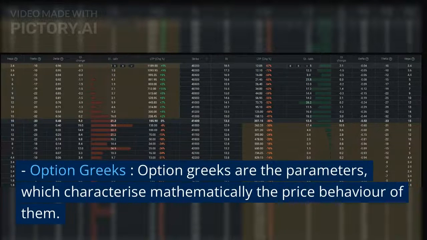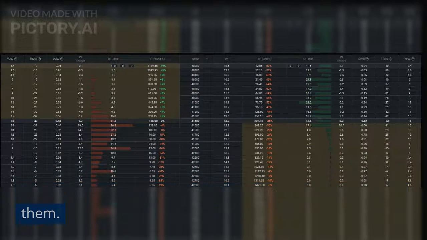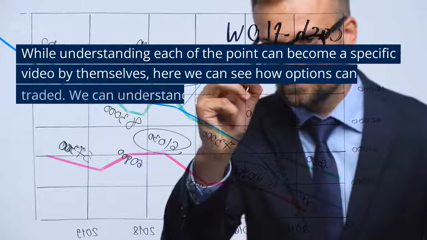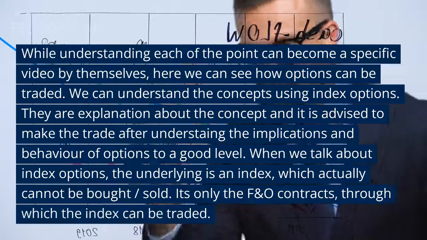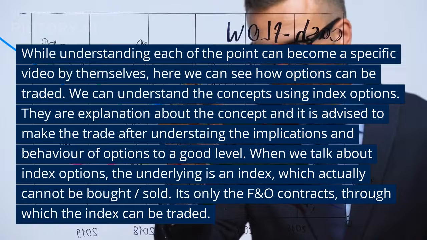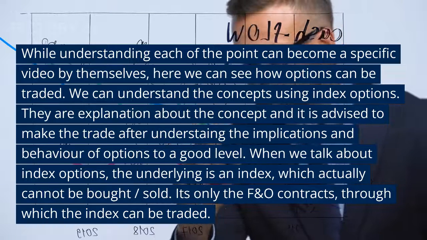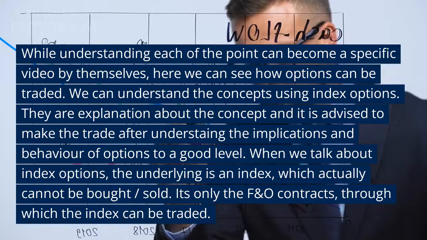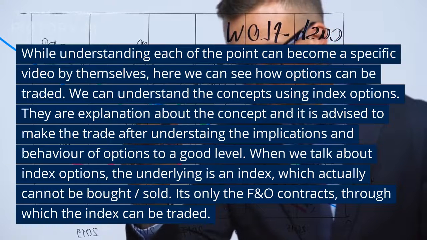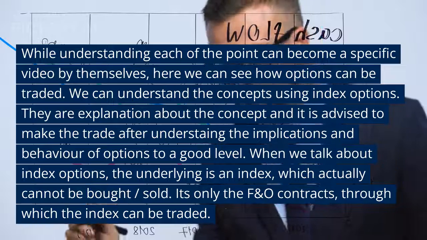Option Greeks: Option Greeks are the parameters which mathematically characterize the price behavior of options. While understanding each of these points could become a specific video by itself, here we can see how options can be traded. We can understand the concepts using index options. They are an explanation of the concept, and it is advised to make trades only after understanding the implications and behavior of options to a good level.